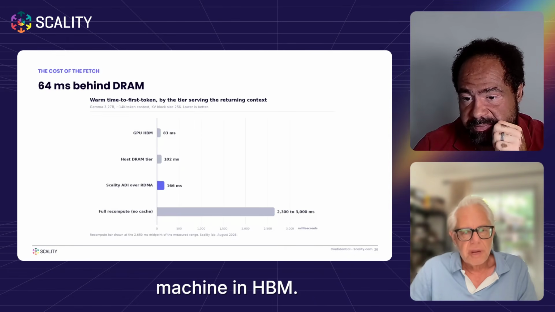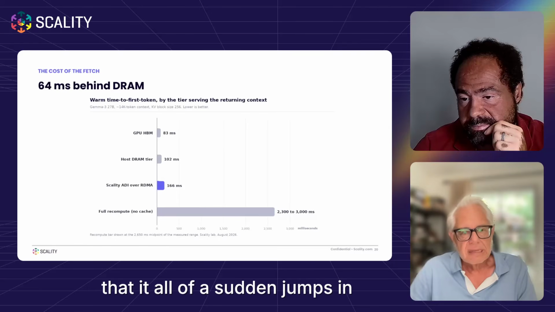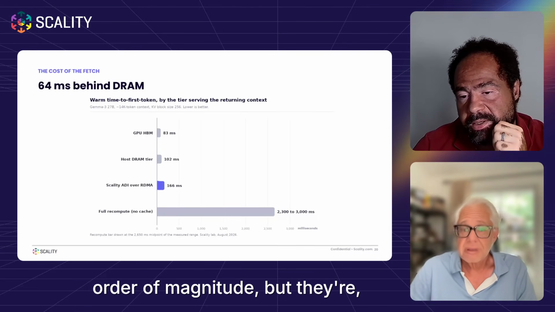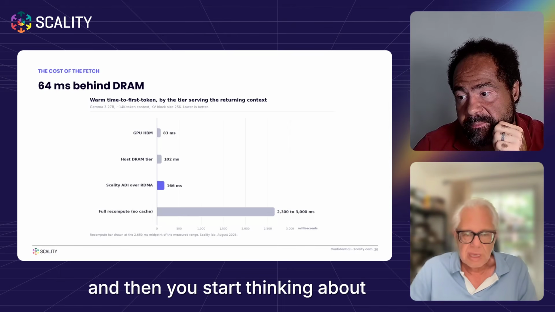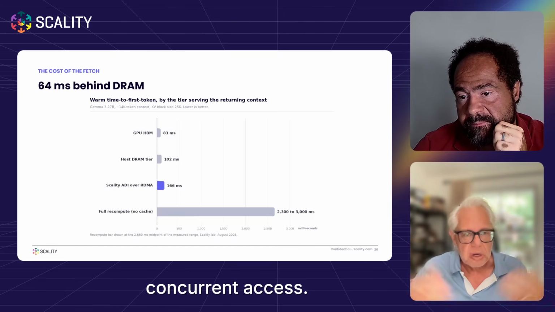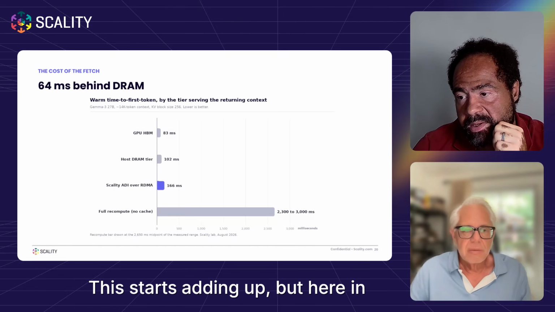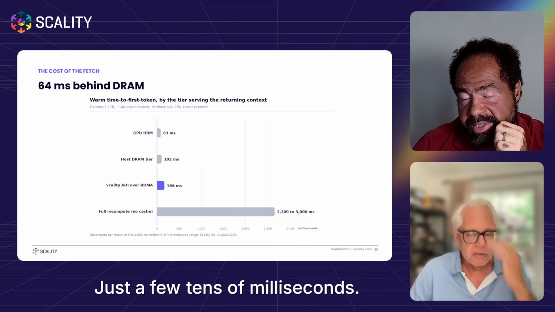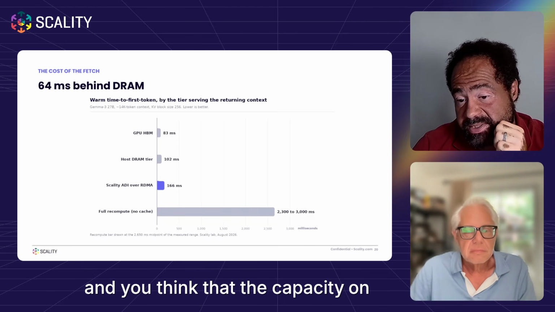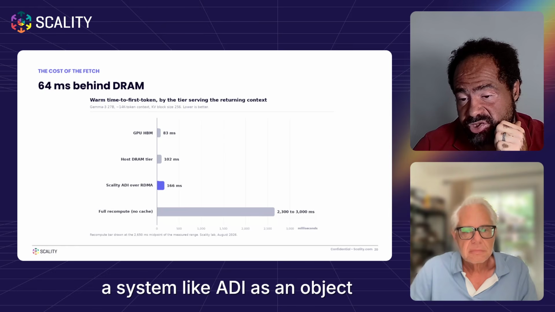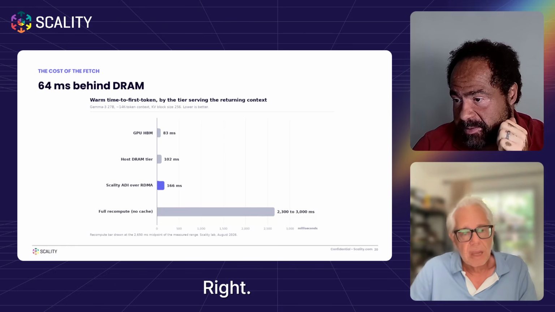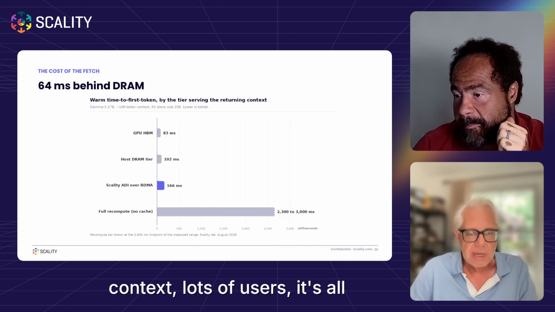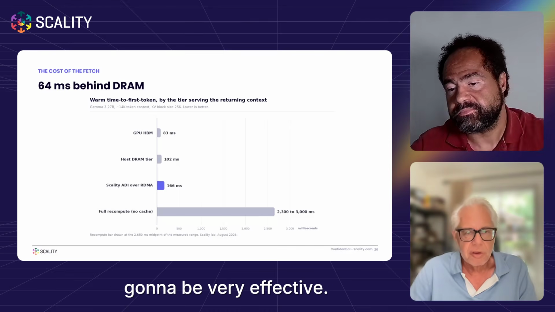And this is striking, right? Because you would think that it all of a sudden jumps an order of magnitude, but they're, like you said, in the same range. And then you start thinking about all the simultaneous concurrent access. This starts adding up. But here in the end, we're playing in the same ballpark, just a few tens of milliseconds. And the capacity on a system like ADI as an object store is infinite. So now you start thinking huge context, lots of users. It's all going to be very effective.